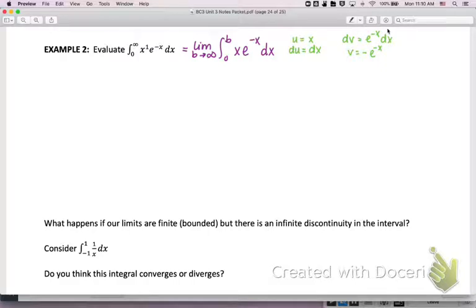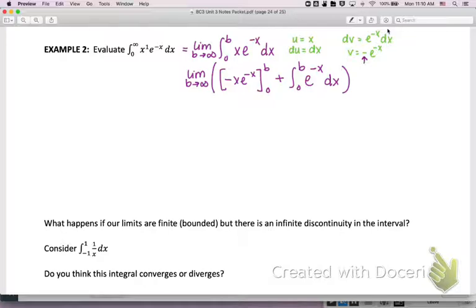Okay, so we want now the limit as b approaches infinity of, we've now got u times v, so that's going to be negative x e to the negative x, and this is a definite integral, so we still need it to go from 0 to b, minus the integral of v du. Well, this integral has a negative, so we can pull that out. So this is still from 0 to b of e to the negative x dx.